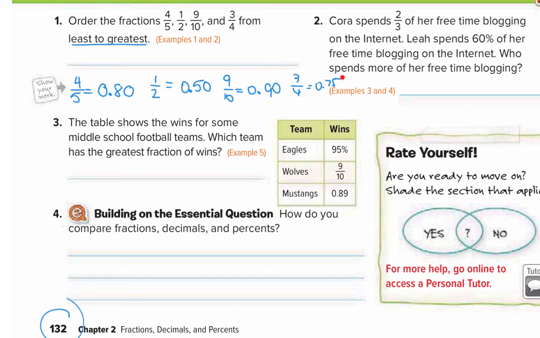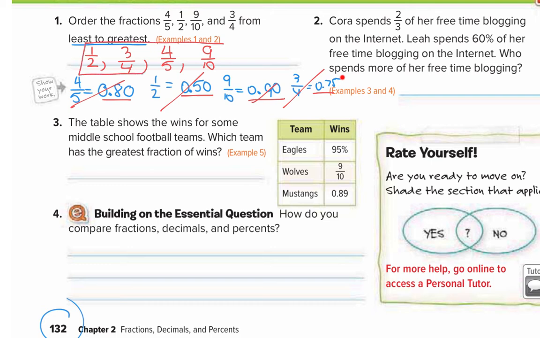to greatest. So the smallest decimal is 0.50, which is 1/2. So 1/2 is the least fraction. The next one would be 0.75, which is 3/4. The next lowest is 0.80, which is 4/5. And then the greatest is 0.90, which is 9/10.